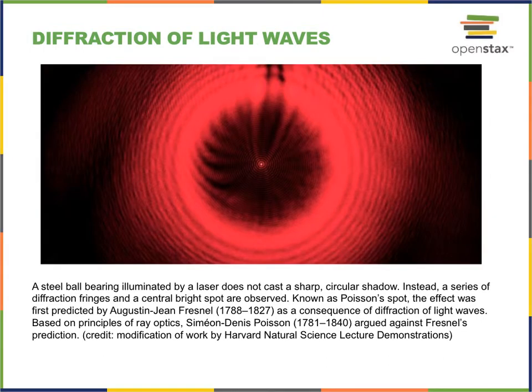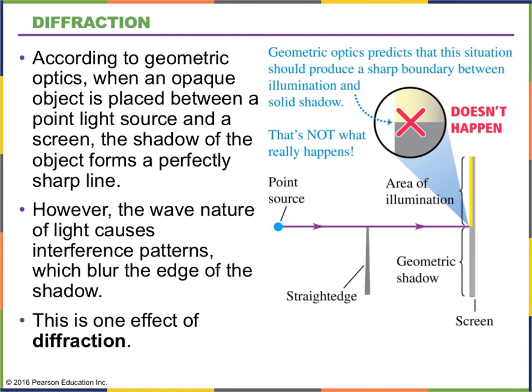Now, one of the things that we want to study in this chapter is the diffraction of light, which can be a little unexpected. And here's a picture demonstrating the diffraction of light, because basically what they've done is they've taken a ball bearing and illuminated it with a laser, and instead of creating just a sharp little black spot with the red light of the laser surrounding it, you see this really interesting pattern, which is caused by diffraction and interference. So let's talk about that.